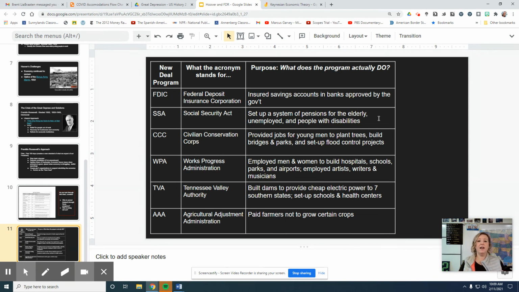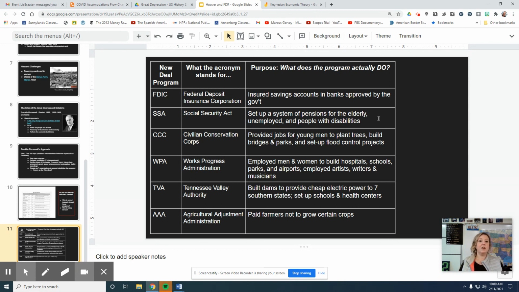So you can take a look here at these various programs and recognize that they are all trying to hit those 3 R's, right? Relief, recovery, reform. And the intent is to improve the economy. And there is a cost associated with it. Make no mistake. And we are spending that money through deficit spending. But FDR believes that these are potential solutions that will alleviate the tragic nature of the Great Depression.